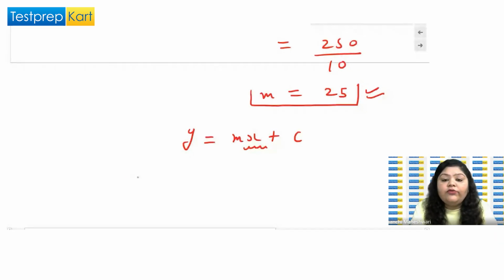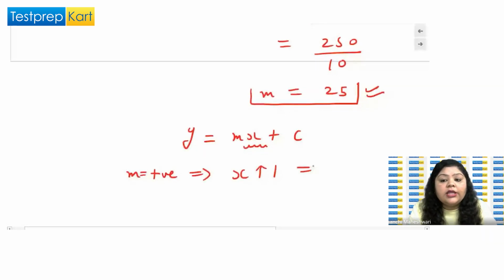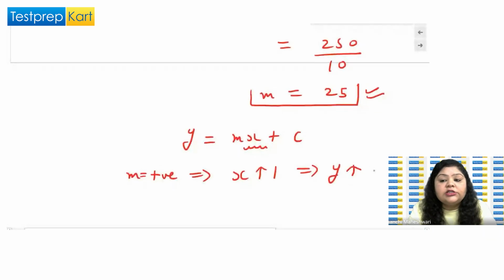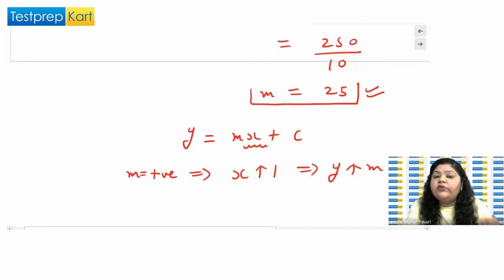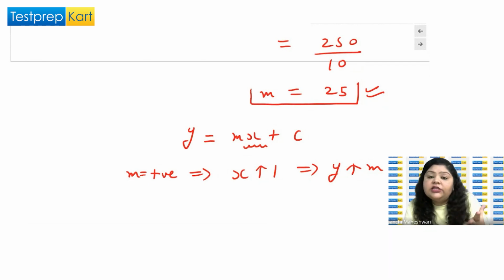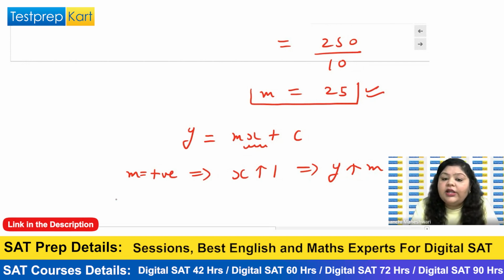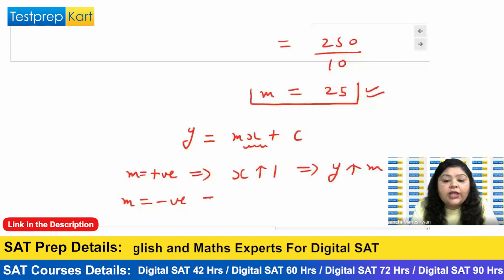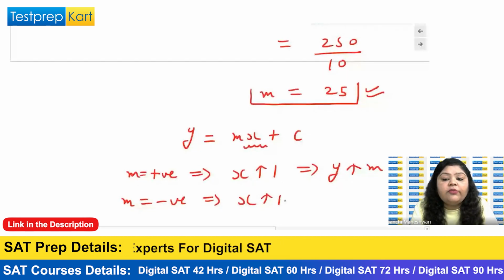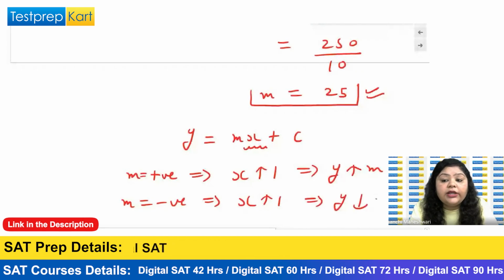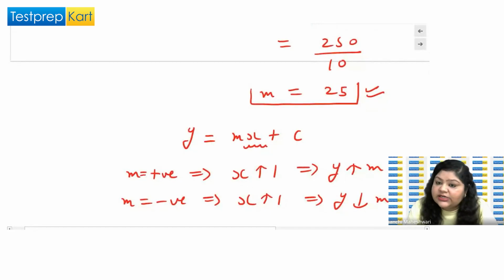So if the value of m is positive, that means if we increase the value of x by 1, then y will definitely increase by the slope. Is it clear to you? If the value of slope is positive, on increasing x by 1, y will increase, but by how much? It will increase by the slope. Similarly, if the value of m is negative, whenever we increase the value of x by 1, your y value will decrease by the slope. Is it clear? So that's the logical meaning of slope.